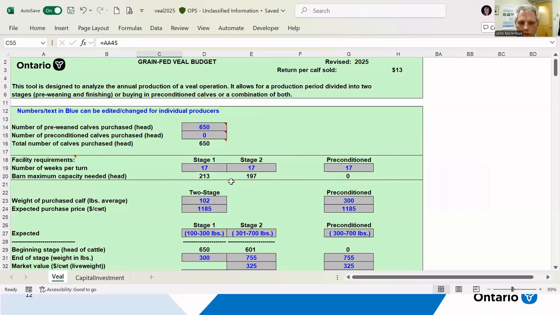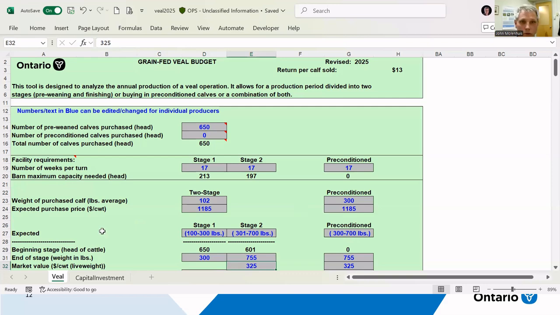And I'll only be talking about the stage one and stage two scenario because that's what the model is compared to. But you do have the option to do the precondition. So obviously the big changes in this is that you look at the expected purchase price at 11.85. That was the 2025 average. And it was about 130, I believe, in 2019. So almost 10 times higher now in 2025, and certainly higher than that now that we're looking at prices in 2026.